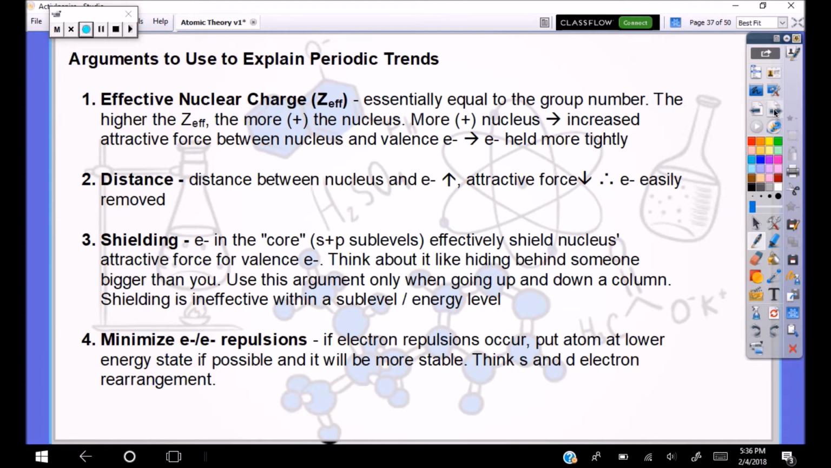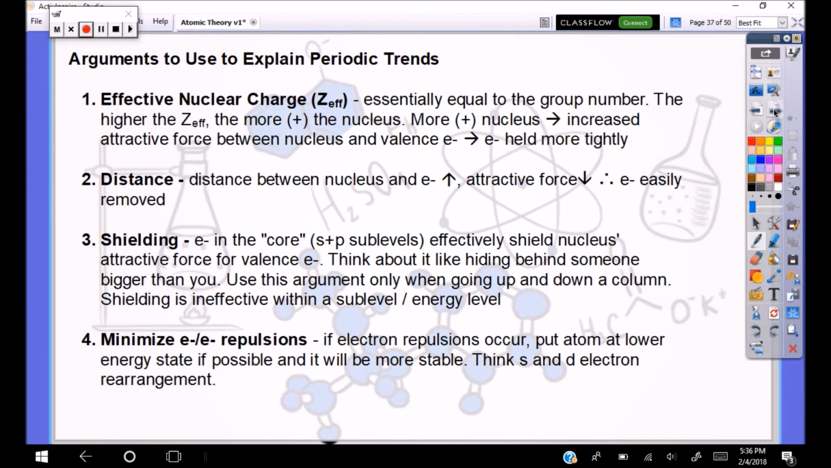When we're looking at distance, the distance between the nucleus and its electrons, if that increases, if things get further away, the attractive force goes down, and therefore electrons can be easily removed. If we think about two magnets, if you hold two magnets close to each other but not quite touching, you really feel that tug, but as you move them apart, you're not going to feel that pull as much.